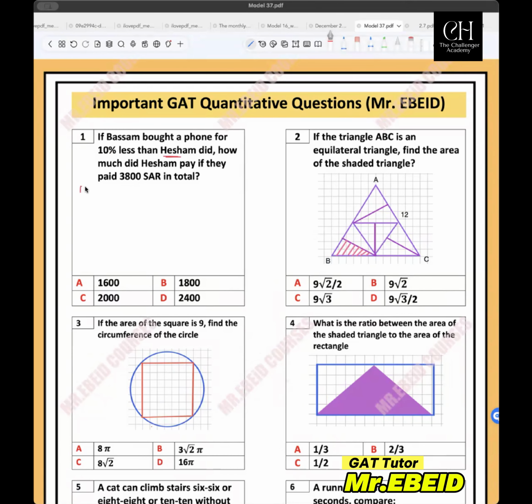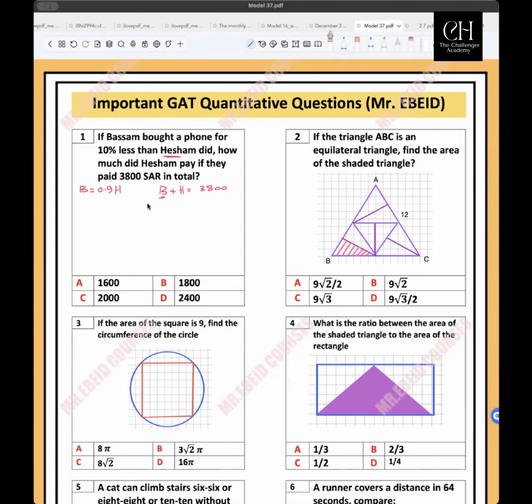It means that Basim equals 10% less than 100, it means 90%. And you know that 90% in decimal, it will be 0.9. So this is 0.9 H. And they paid together, Basim plus Hisham, 3,800. So we can replace B with 0.9 H.